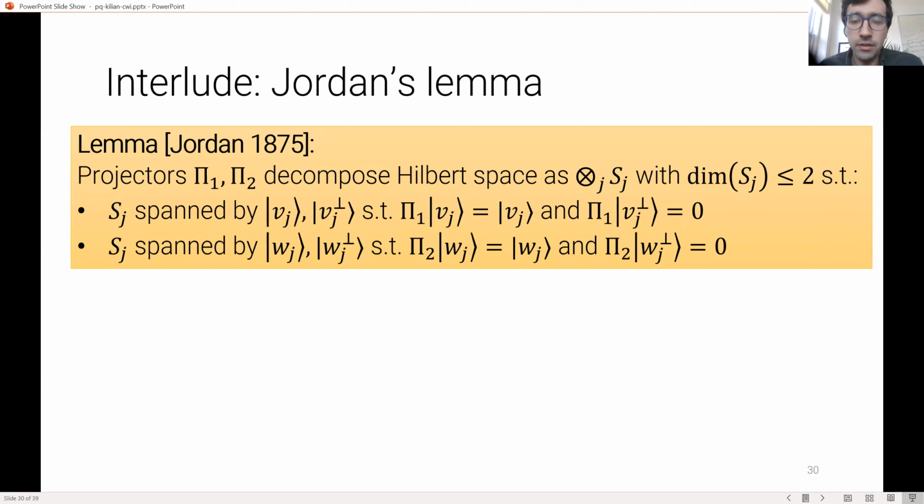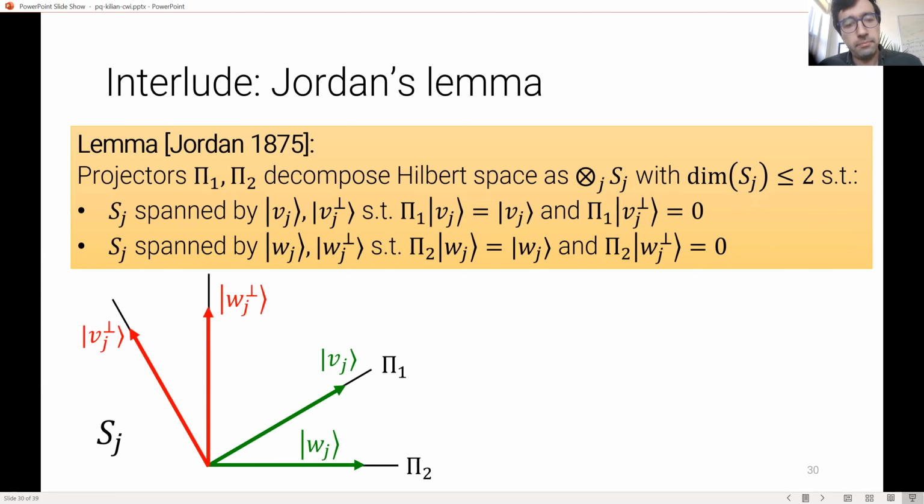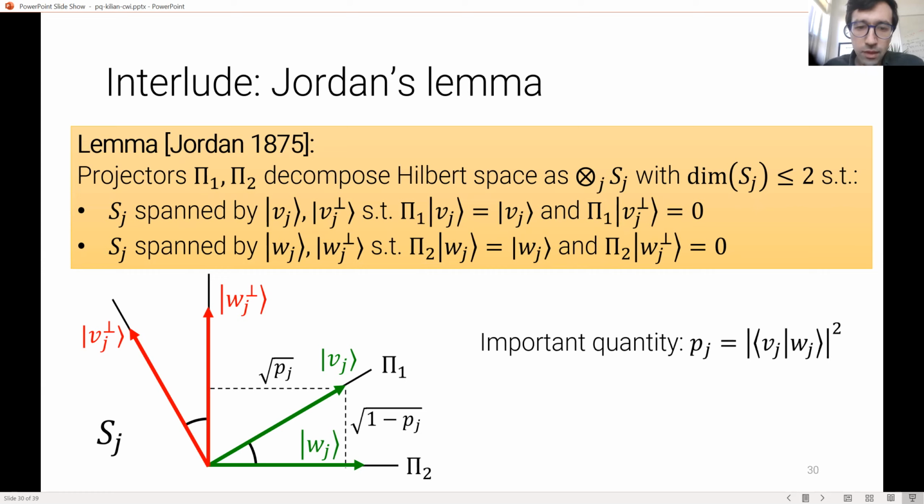And the two-dimensional subspaces look like this. On each two-dimensional subspace, both pi1 and pi2 act as rank 1 projectors. So pi1 on the jth subspace projects onto the vector vj, and pi2 on the jth subspace projects onto the vector wj. And the subspaces themselves are all orthogonal to each other. So inside of the subspace Sj, you have two orthogonal spanning vector pairs, which correspond to the pi1 and pi2 axes.